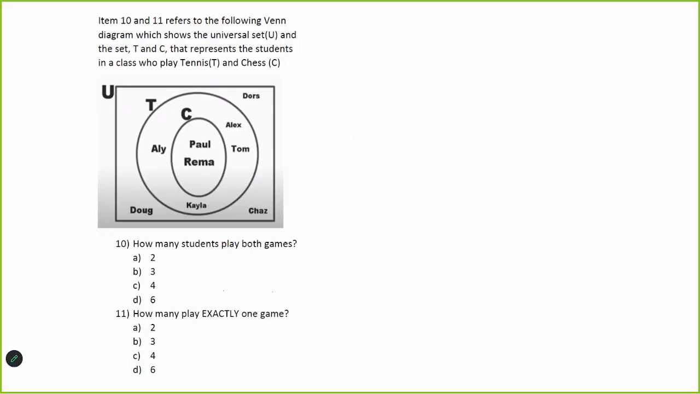Right? How many students play both games? Paul and Rima would play only both, so that would be 2. How many students play exactly one game? It will not be Paul and Rima, it would be 1. Kayla plays exactly 1. Tom, Alex, Ali. We don't know about the others, they're not playing sports, so we will assume that they would be 4.